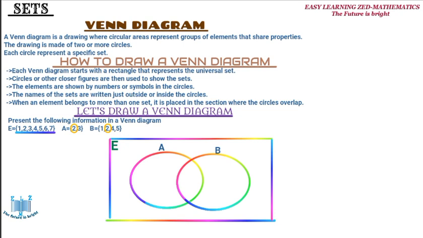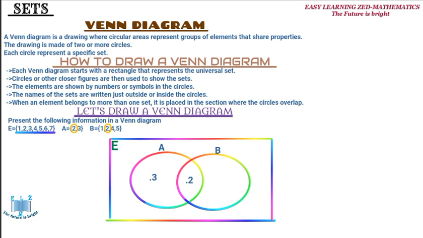Okay, is there any other number that is found in both? Is 3 found in set B? No, 3 is not found in set B. It's only found in set A. So I'm going to write it in set A, like that. Okay, now I'm sure there is no element remaining in set A. All of the elements have been written already. Okay, so now we go to set B.